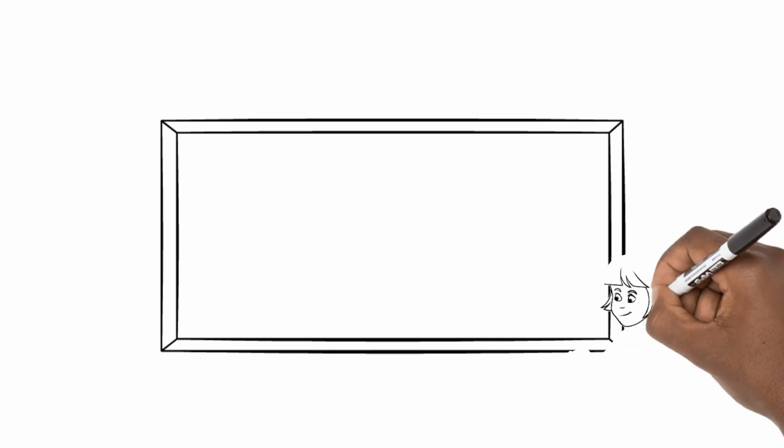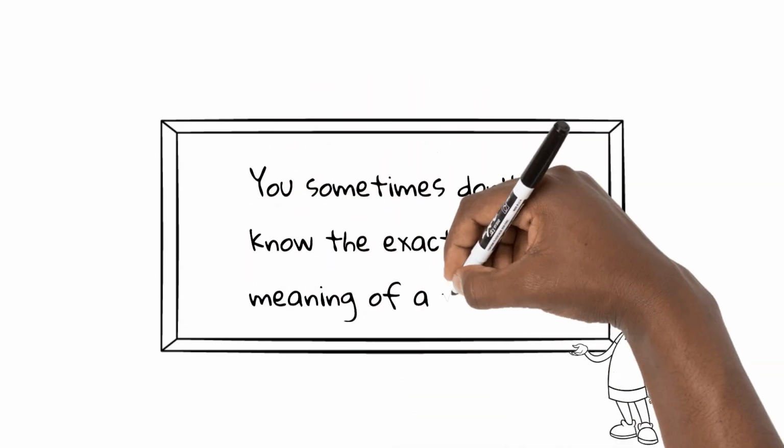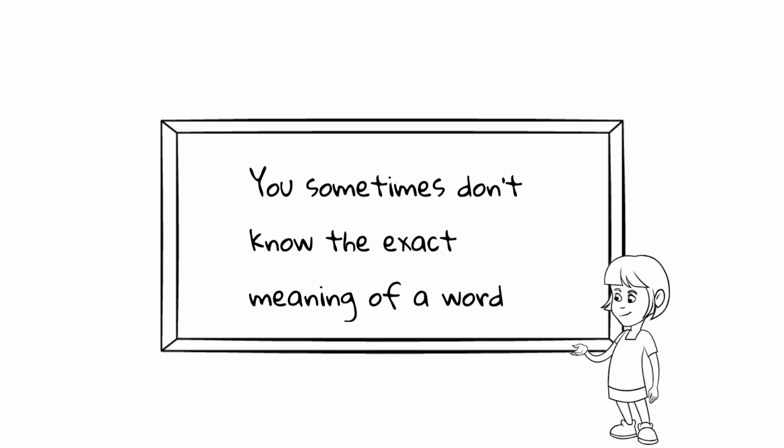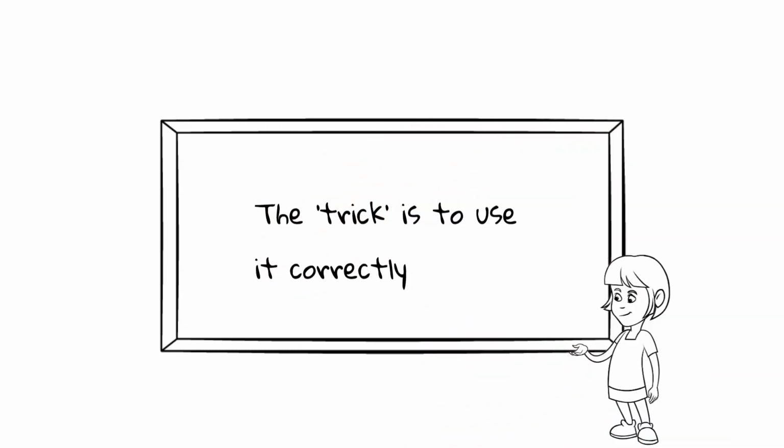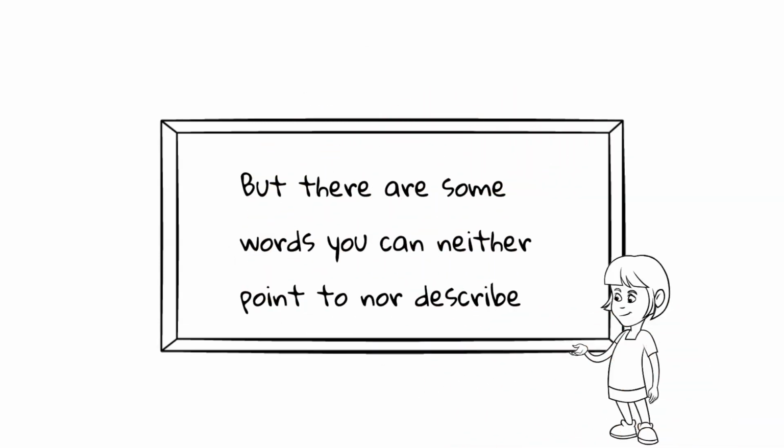And many times, you may not actually know the exact meaning of the word. And this is something very interesting about language and about reading. It's not necessary that you should know the correct meaning of every word. The trick, as some philosophers point out, is that you will just have to be able to use it correctly. And this is an important part of reading and writing. Actually, there are quite a few words whose meaning you may not be able to clearly state. Neither can you point to them, neither can you describe them.